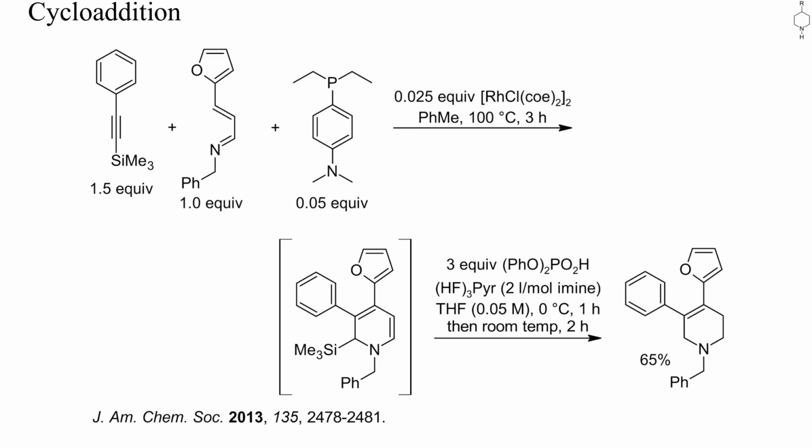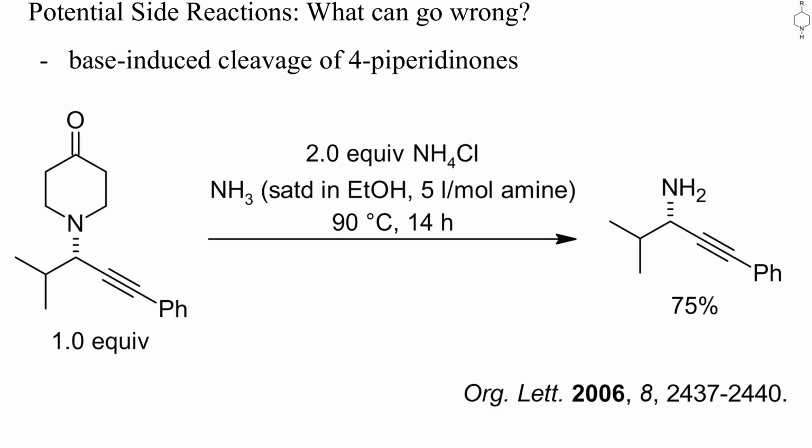A rhodium complex catalyzed the cycloaddition of an aza-1,3-diene to a silylated alkyne. Protonolysis then yielded the desilylated product. I mentioned already that 4-piperidinones can fragment by beta elimination. This will occur particularly easily if the amine is acylated or sulfonylated with a powerful electron-withdrawing group. However, even aliphatic amines can be eliminated under suitable conditions. Here, heating a 4-piperidinone with ammonia in ethanol caused complete elimination of a propargylamine.